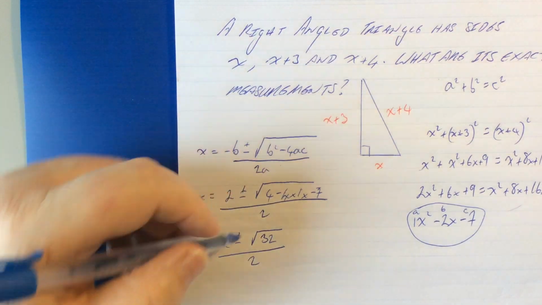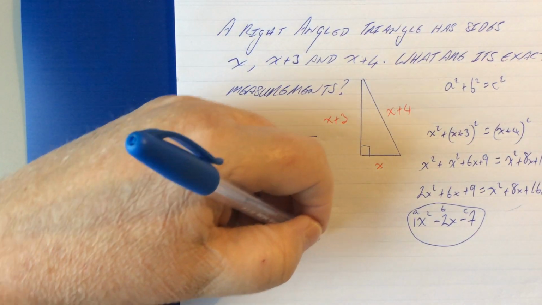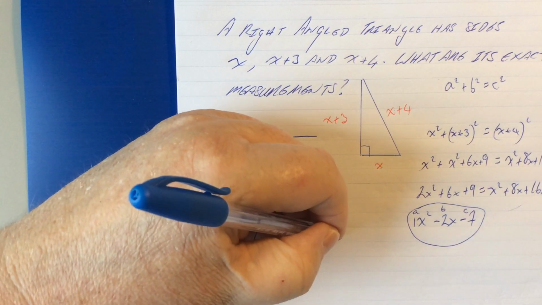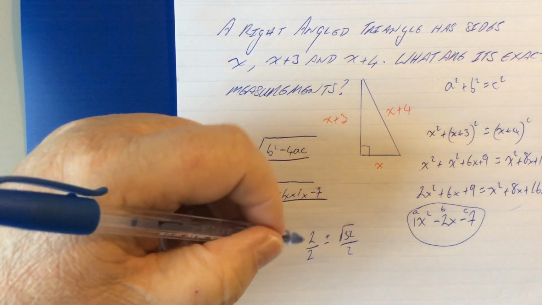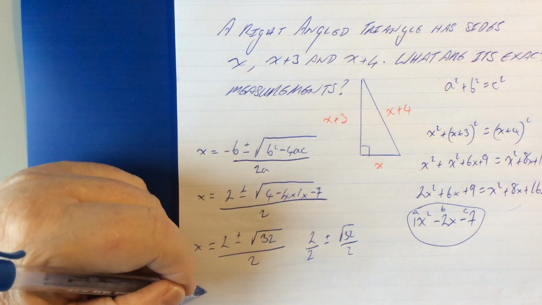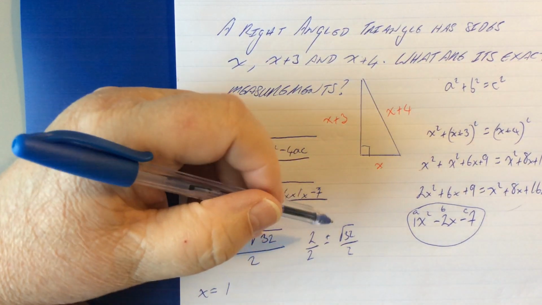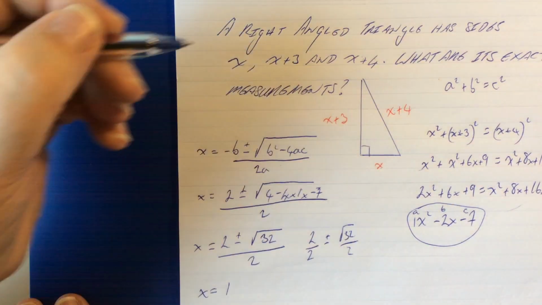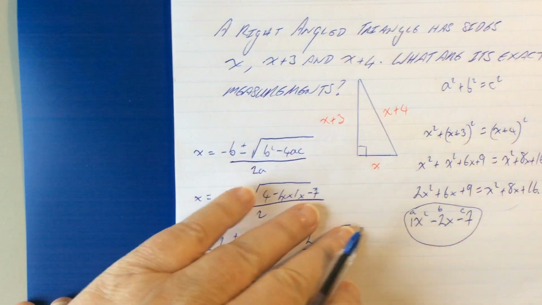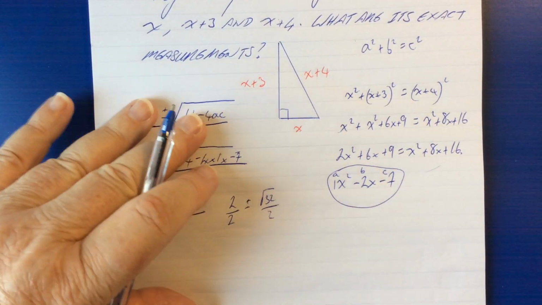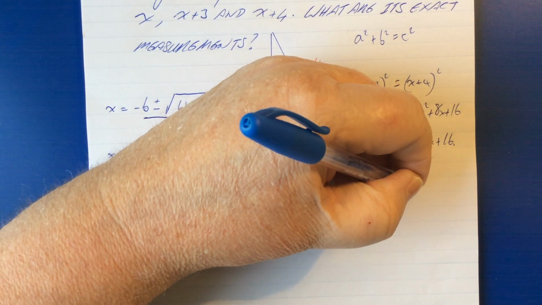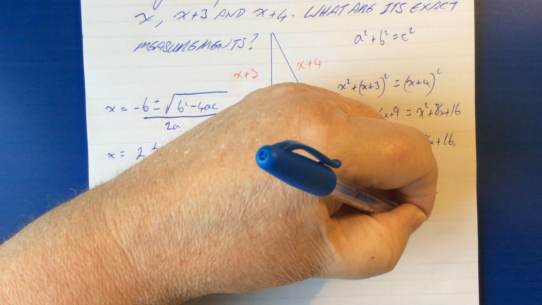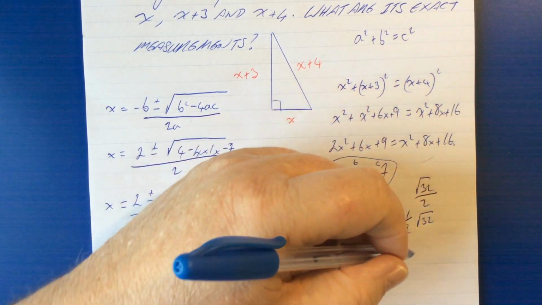Let's deal with the first bit of this. Actually, let's break this up. It's 2 over 2 plus or minus root 32 over 2. So that gives us 1. So x is equal to 1. Now, 32 over 2. I'll just come over here and deal with this. So root 32 over 2 is a half root 32.